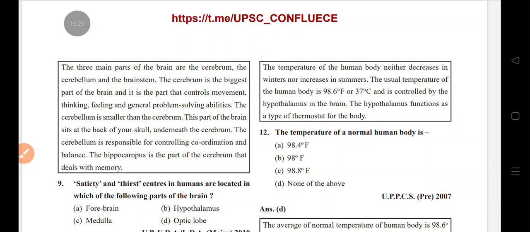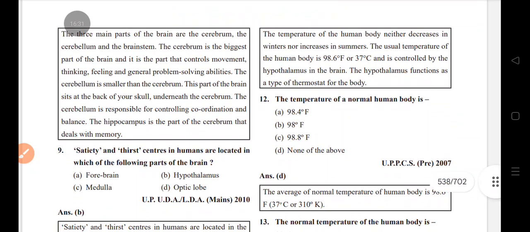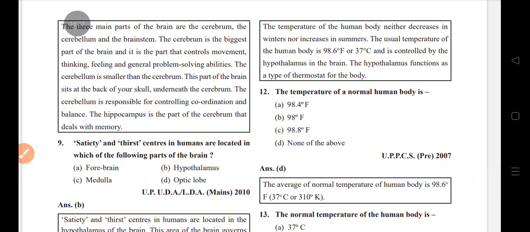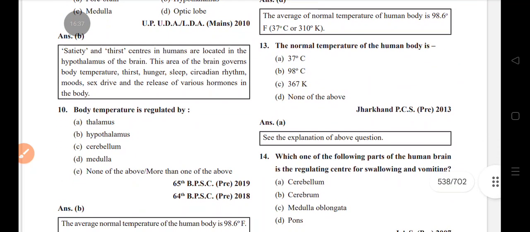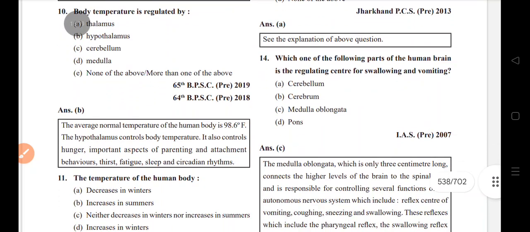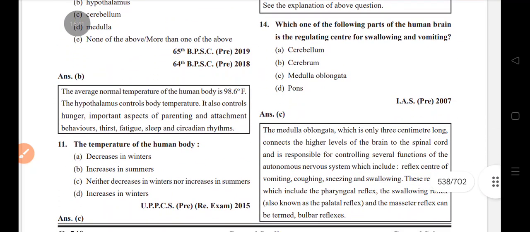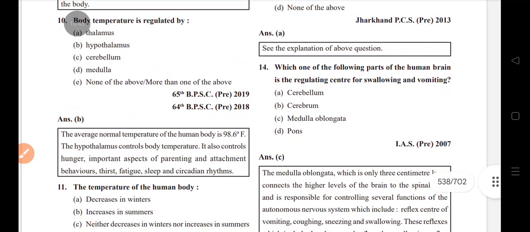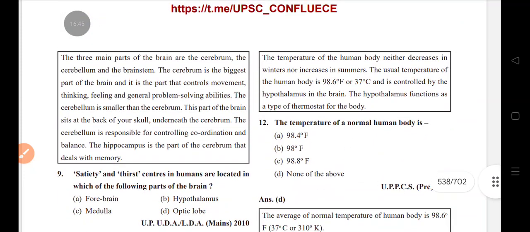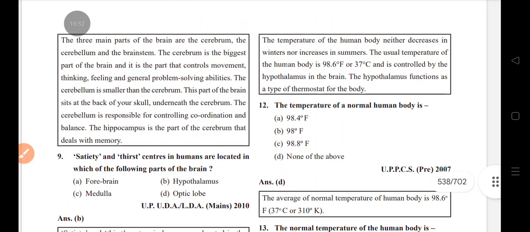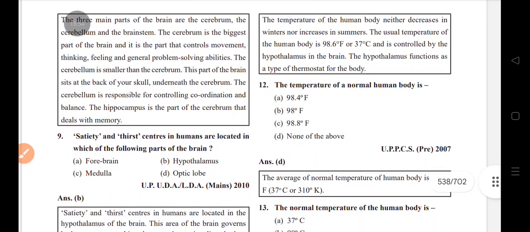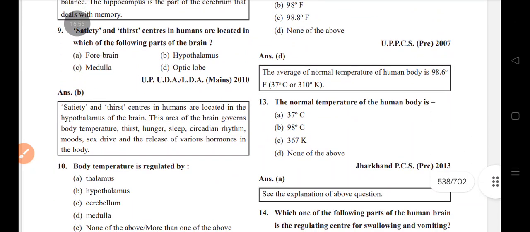The satiety and thirst center in humans is located in which part of the brain? Hypothalamus. Body temperature is regulated by the hypothalamus. The temperature of the body neither decreases in winter nor increases in summer. The temperature of the normal human body is 98.6 or 37, or 310 Kelvin. Normal temperature of the human body: 37.